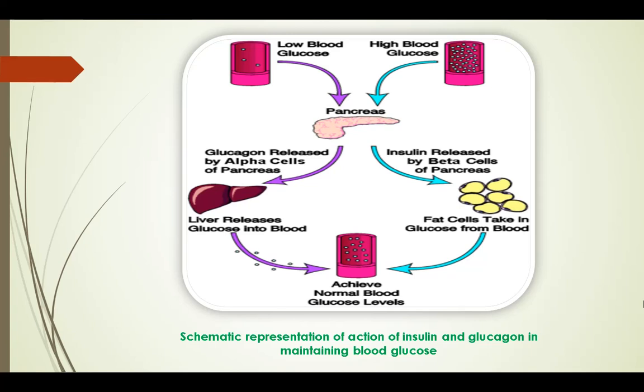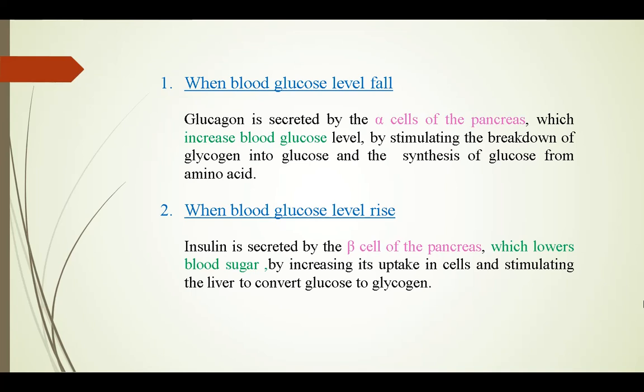Case 2. When blood glucose level rises, insulin is secreted by the beta cells of the pancreas, which lowers blood sugar by increasing its uptake in cells and stimulating the liver to convert glucose to glycogen. If insulin secretion is impaired, it can result in diabetes mellitus, a disease in which blood glucose levels remain high, leading to excess glucose in the urine. This is the explanation of the role of insulin and glucagon in glucose homeostasis, which I have explained in the previous slide.